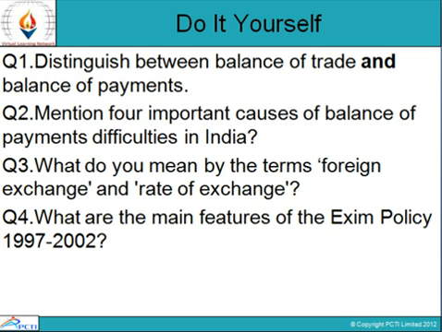So following are the questions based on part 1 of the session and part 2 of the session. These are: Number 1, distinguish between balance of trade and balance of payment. Number 2, mention 4 important causes of balance of payment difficulties in India. Number 3, what do you mean by the term foreign exchange and rate of exchange? And the last question is, what are the main features of the EXIM policy 1997 to 2002?